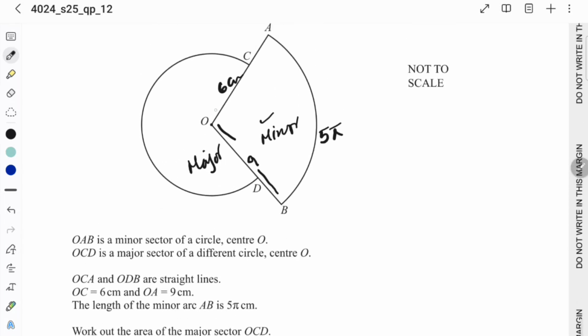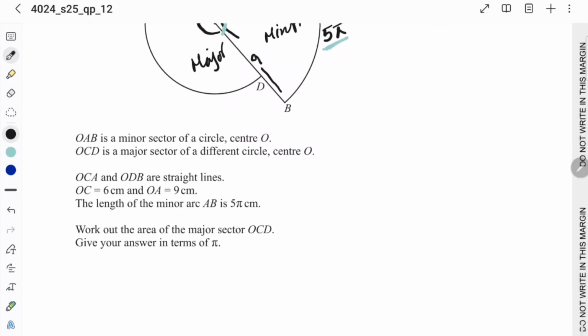This is the major sector, but you know the formula is theta upon 360 degrees into pi r squared. The radius is there, but the angle is not there. So what are we going to do? We are finding out the angle, this one, and subtracting from 360 degrees. With the help of this arc length, we'll find the answer.